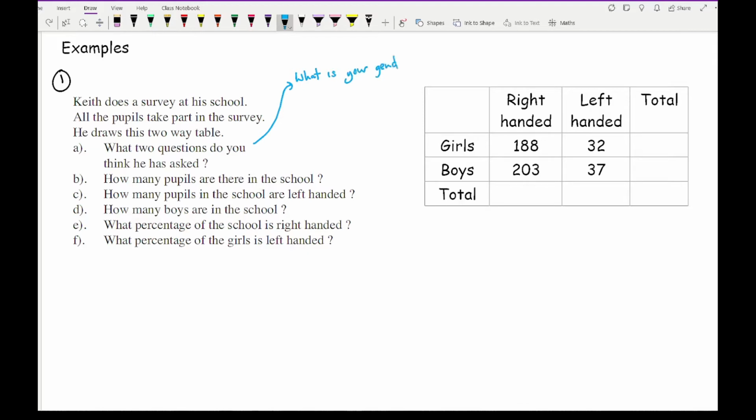Which in current climates you may have to have more options than that. What is your gender? And the second question could be, obviously, what hand do you write with? Or it could be anything. But I'm just going to go for write with as 2 possible questions. It could be what hand do you hold your fork with, anything like that. So anything in terms of use of hands would be good for a second option.